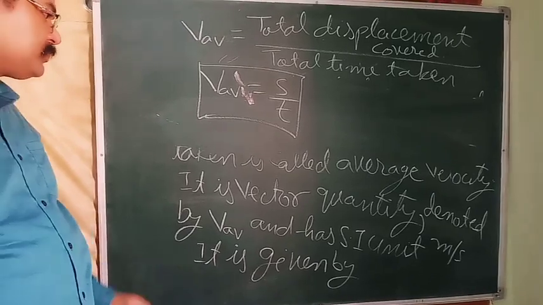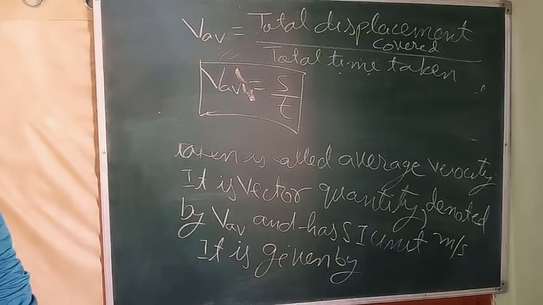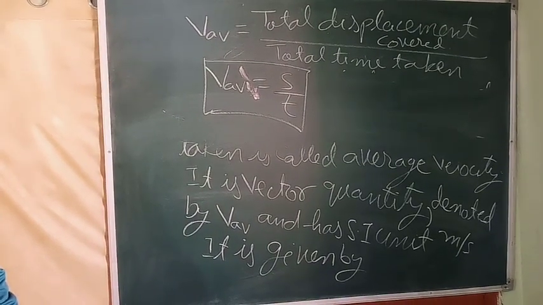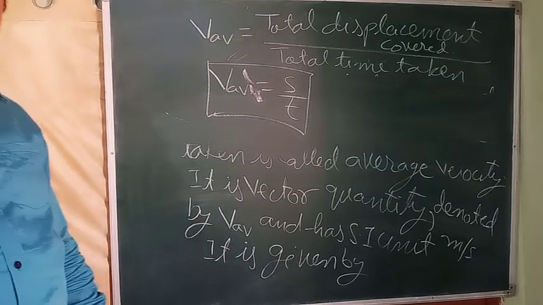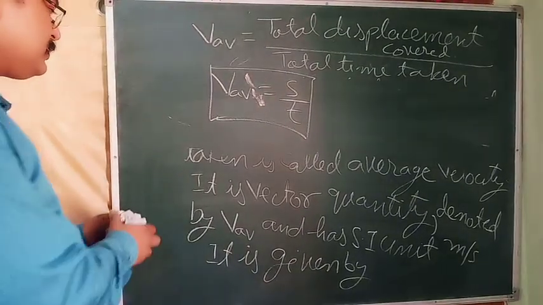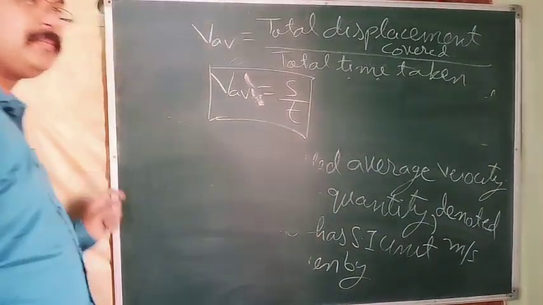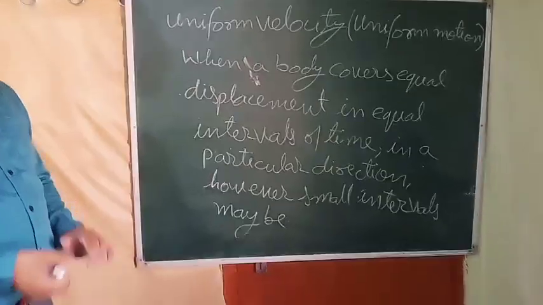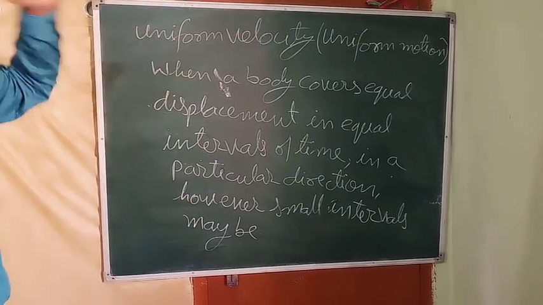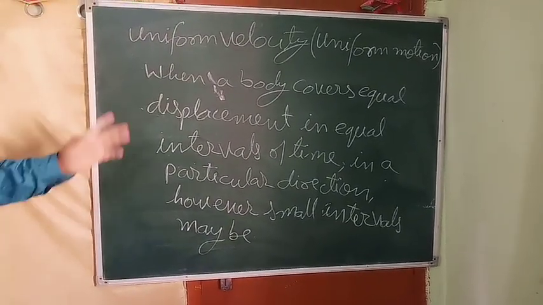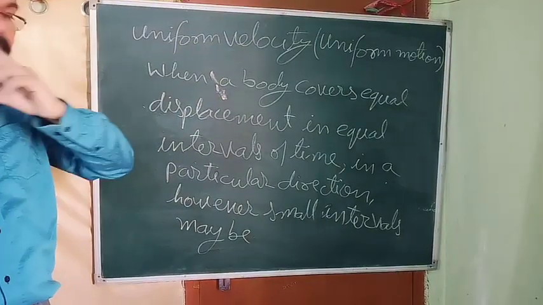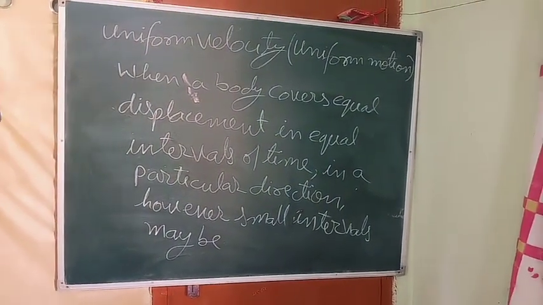Now, velocity can be of two types. First is uniform velocity. We also call it uniform motion. Both are the same thing: uniform velocity or uniform motion.